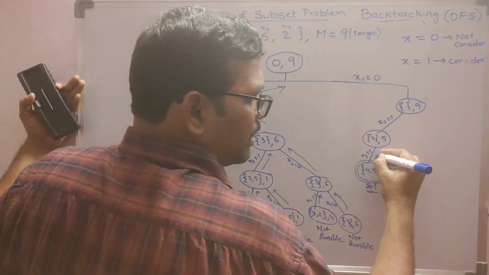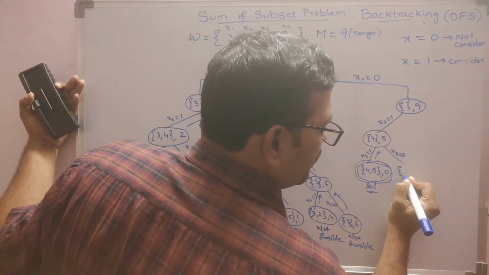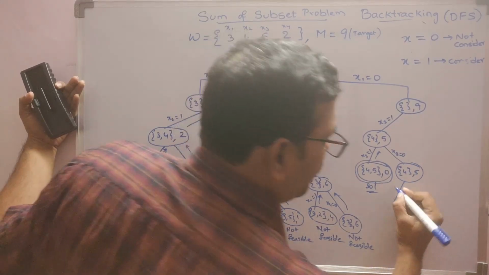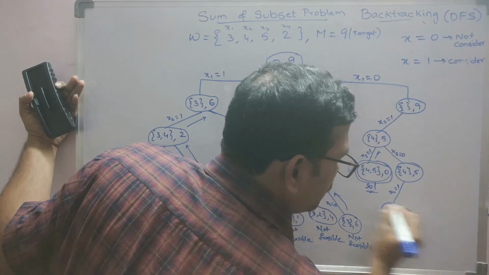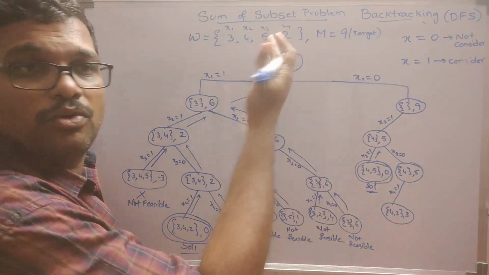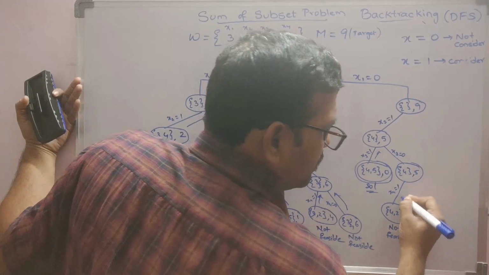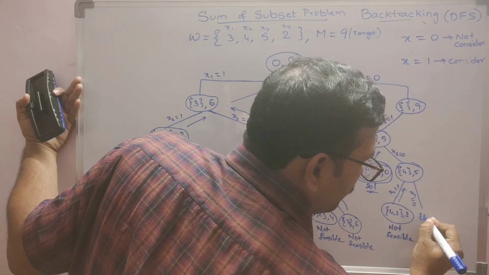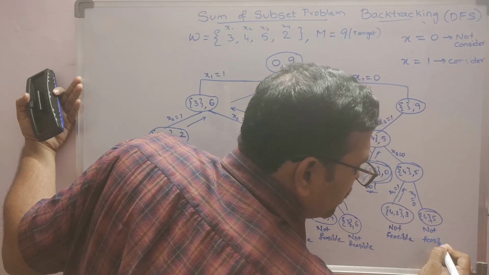So backtrack for alternatives. Again x3 is equal to 0, not considering it, so it will be 4, 5. Again it can be further divided, so x4 is equal to 1, 4 comma 2 comma 3. It can't be further divided because x4 is the last element. So 4 plus 2 is 6, not equal to 9. So this is not feasible. So backtrack and check the alternative. x4 is equal to 0, and it will be 4 comma 5, which is also not feasible.